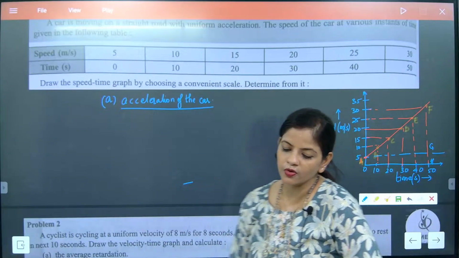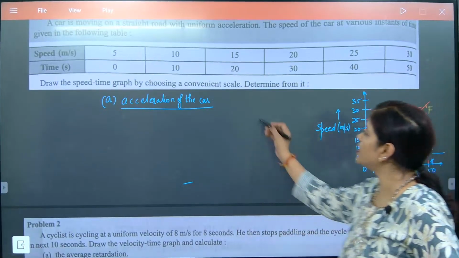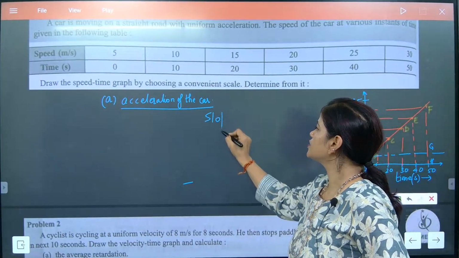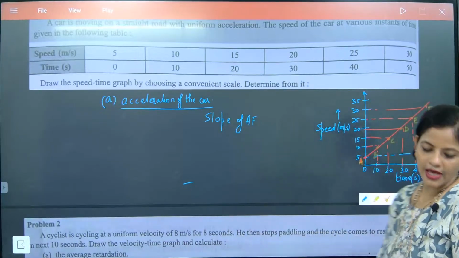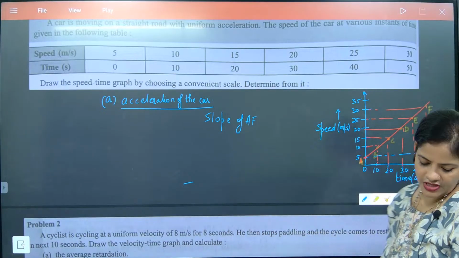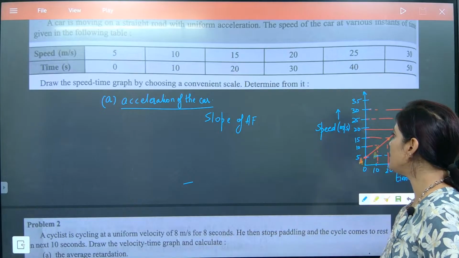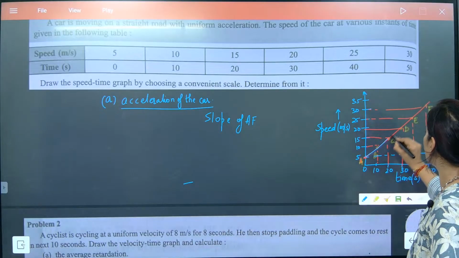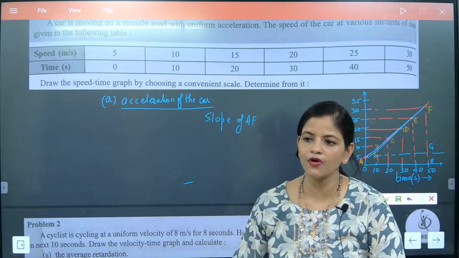Okay, beta. Okay, Gokul. Can I call you Gokul? So now look at it. Acceleration of the car is what, beta? Acceleration of the car is slope of AF. Now, beta, slope of AF means what? Slope of line AF. That is speed time graph. This is the speed time graph. So slope of line AF is exactly going to give the acceleration. Note down this one. Slope of line AF.